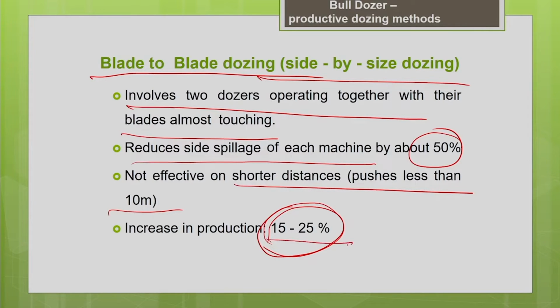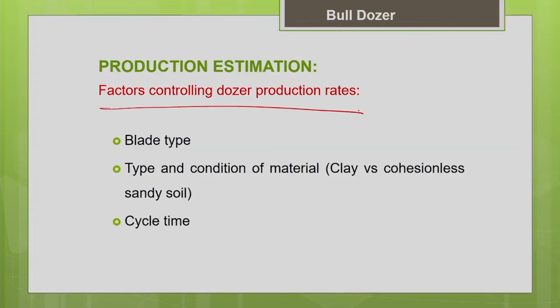So we have discussed different types of blade movements, the types of blades, how to assess the performance of the blade, and the productive dozing methods to reduce the end spillage and increase the productivity of the bulldozer. Now let us see the factors which affect the productivity of the bulldozer. Obviously the blade type, the type of material the blade is going to push, and the density of the material will all affect the productivity.